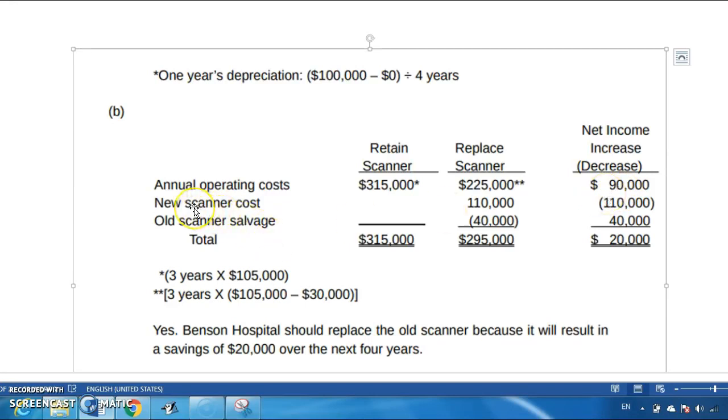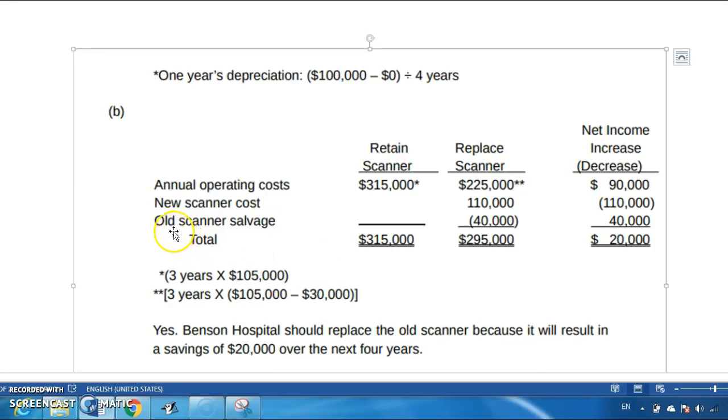Then the next thing to consider is the new scanner cost. How much does the new scanner cost? For retaining the scanner, we don't have anything. To replace the scanner is going to cost the hospital $110,000. Okay, then that will be a decrease in the net income. So the net income will decrease by $110,000.